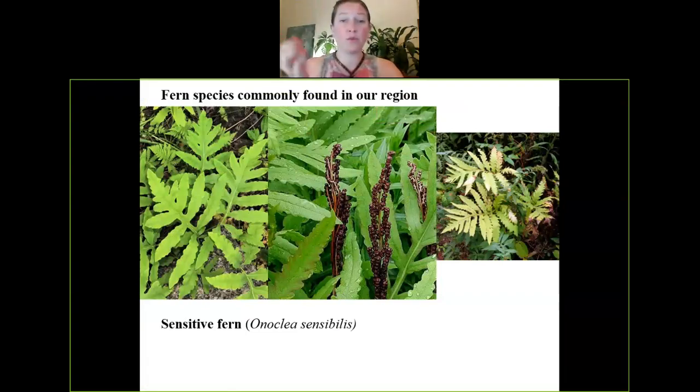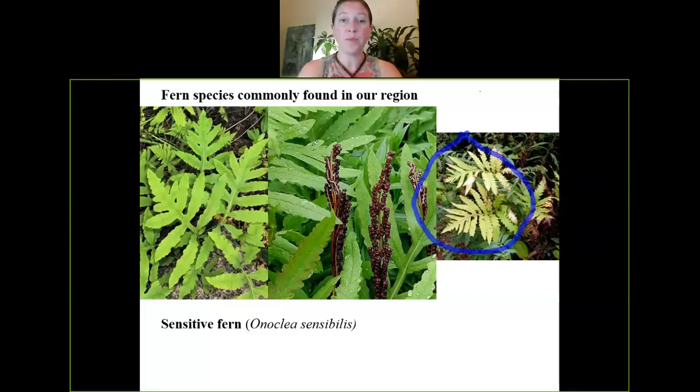This is another common fern in our region. This is called sensitive fern. Sensitive fern is called sensitive fern because it is very sensitive to frost. So if there has been a frost in your area, the sensitive fern leaves will turn yellow and start to die right away. It can be useful if you're doing something outdoors and you're wondering, what's the temperature been like? Has there been a frost yet? If you see sensitive fern and it's yellow because it's starting to die, you say, oh yeah, there's definitely been a frost here.